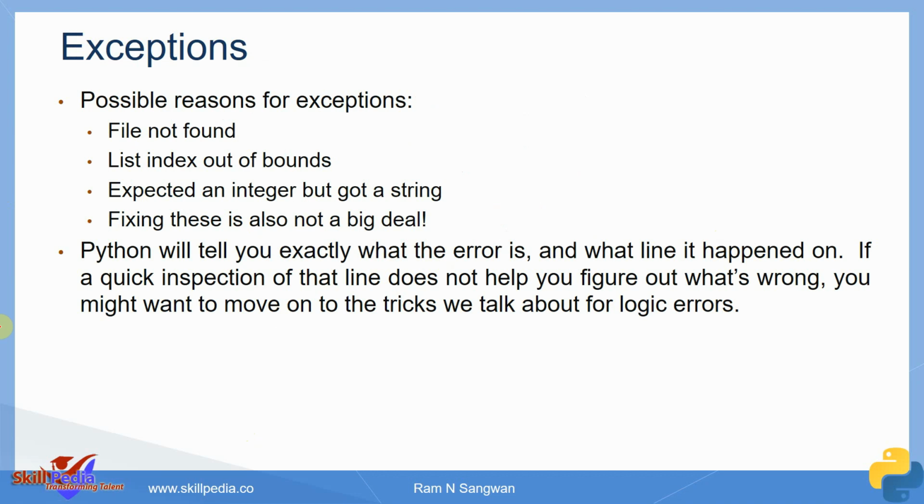Exceptions. Possible reasons for exceptions are file not found, list index out of bounds, or expected an integer but got a string. Fixing these is also not a big deal, because Python will tell you exactly what the error is and what line it happened on. If a quick inspection of that line does not help you figure out what's wrong, you might want to move on to the tricks we talk about for logic errors, which is next.